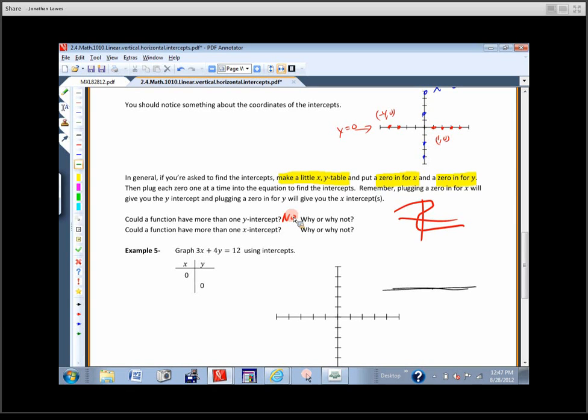Could it have more than one x-intercept? You bet. We could have a graph going up and down all day long, okay? It can cross a horizontal line as many times as it wants. So the answer there is yes.